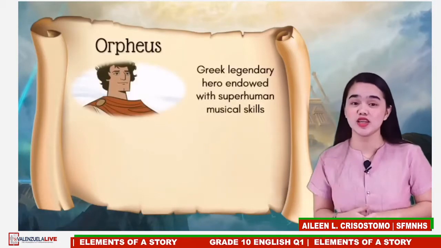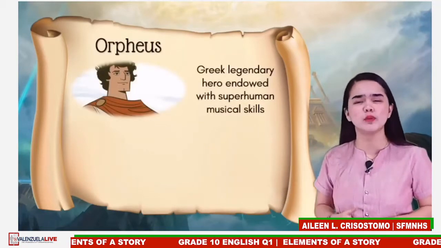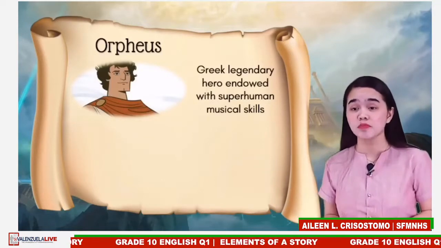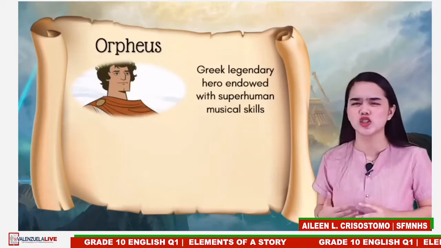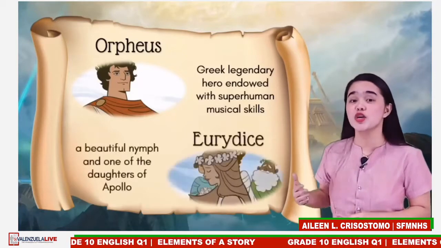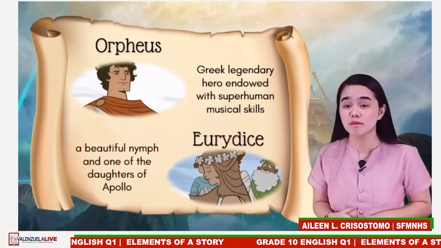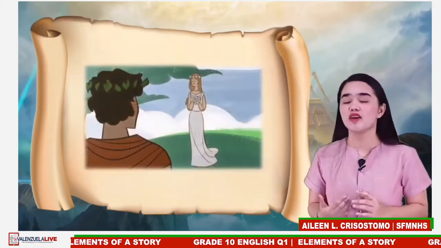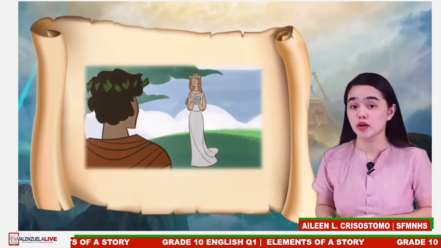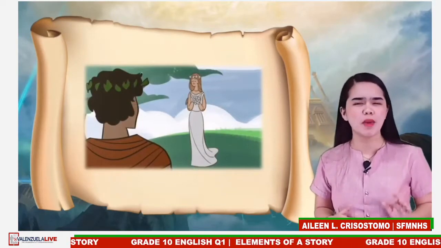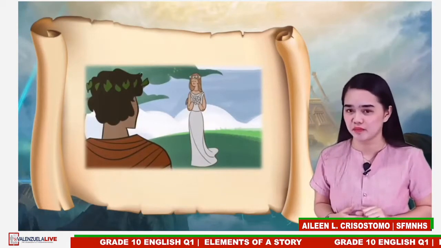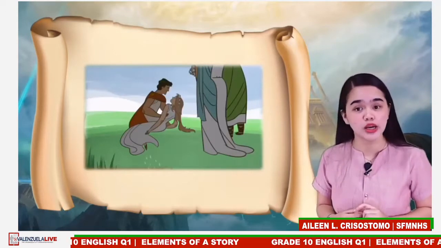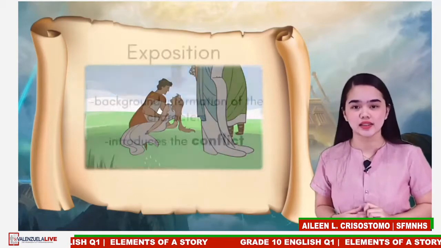Orpheus is an ancient Greek legendary hero endowed with superhuman musical skills. Whenever he plays his lyre, he does it so sweetly that it can charm all things on earth. Eurydice is a beautiful nymph and one of the daughters of Apollo. They fell in love with one another, and when they were married, they looked forward to many years of happiness together. But soon after, Eurydice stepped on a poisonous snake and died.